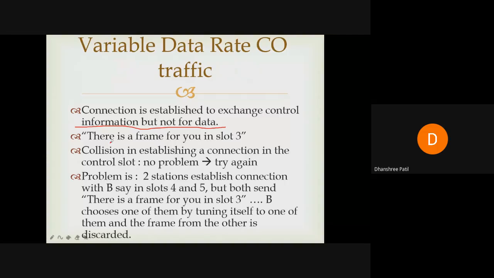Okay, so how is the connection established? For example, there is a frame for you in slot 3. So A will send to B the message: there is a frame for you in slot 3. Now suppose B is already busy and suppose a collision has occurred. Collision is established in the connection.